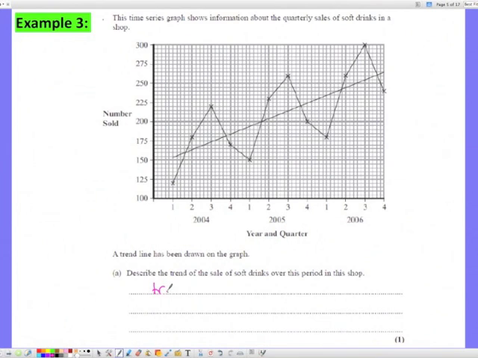The trend is increasing. So in this case, we'd have to say, is it increasing, decreasing, staying the same? We can see our line is going up, the trend is increasing.